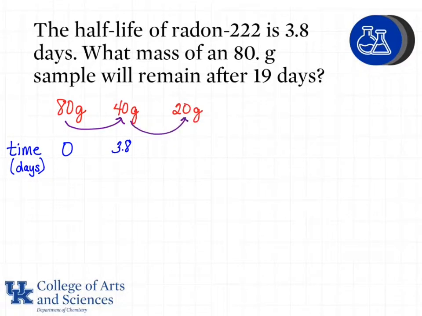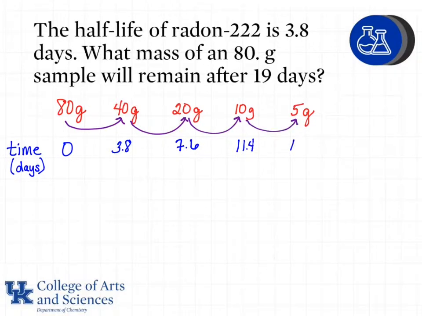Next, we will go to 20 grams, so a second half-life, the length of which is also 3.8 days, so two half-lives would be 7.6 days. Next, we go to 10 grams. We add another half-life, so add another 3.8 days for a total of 11.4 days. Then we go to 5 grams, and that's a total of 15.2 days. Then we go to 2.5 grams, and that's a total of 19 days.